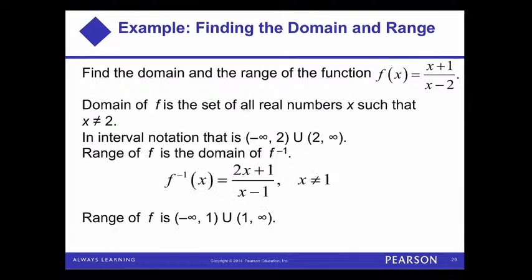The domain of f is the set of all real numbers such that x is not 2, so you see it here, everything except 2. The range of f is the domain of f inverse. So for this, this can be equal to any real number except 1. So we had to throw out the 1. That means the range of the original is going to be everything except 1. Okay.